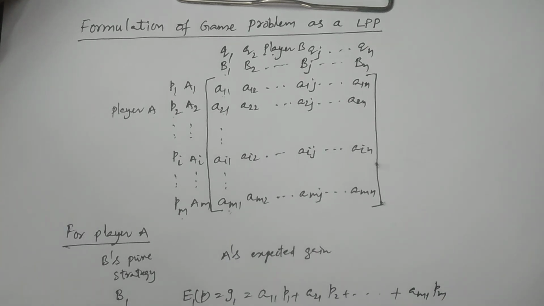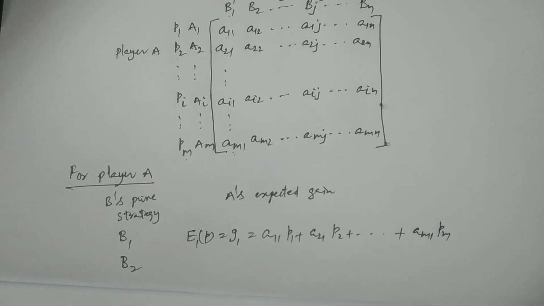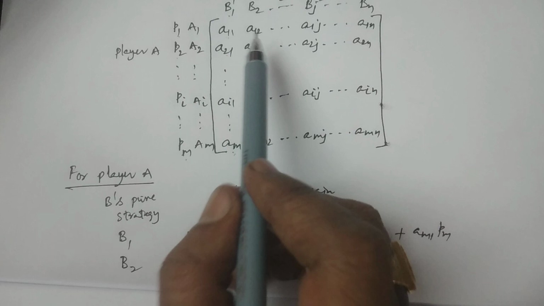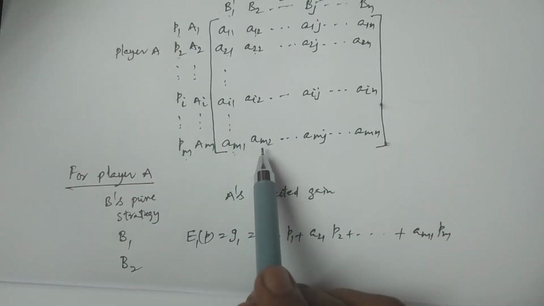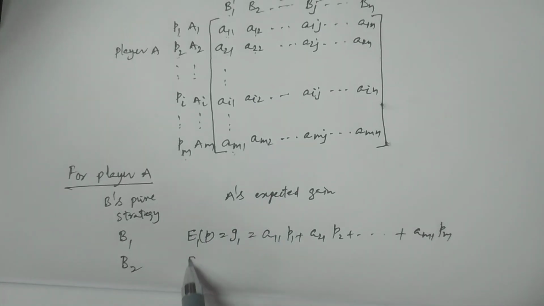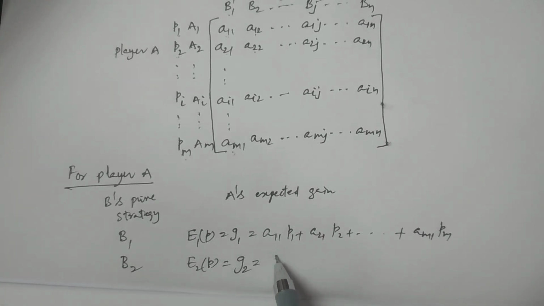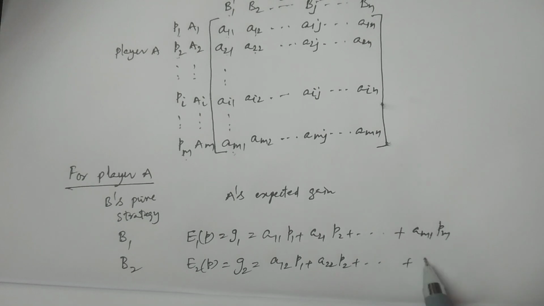Similarly, if player B selects the strategy B2, is it clear, right? Then the expected gain for player A is A12 P1 plus A22 P2 plus and so on plus Am2 Pm. That is, I am considering E2(P), which is equivalent to G2, the gain from B2, expressed as A12 P1 plus A22 P2 plus and so on plus Am2 Pm.